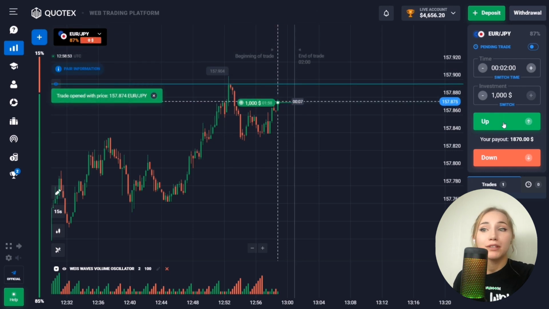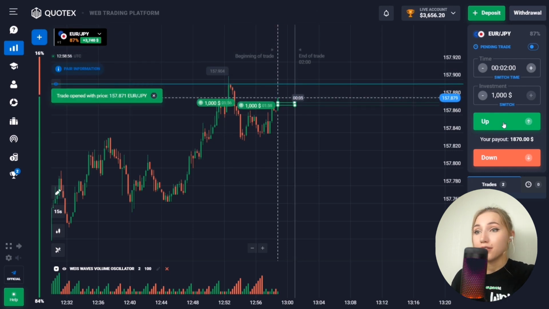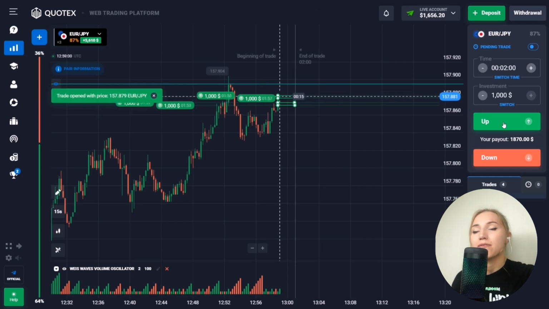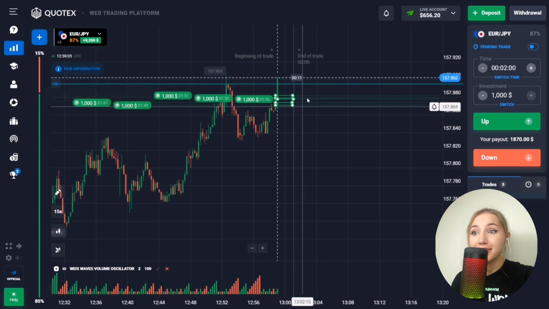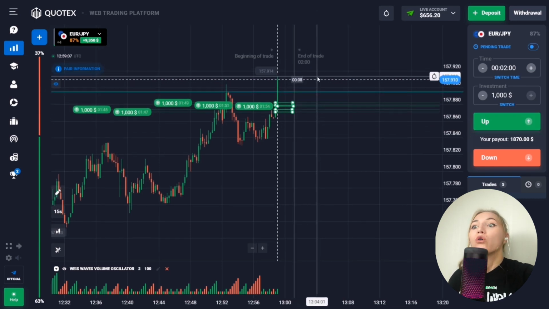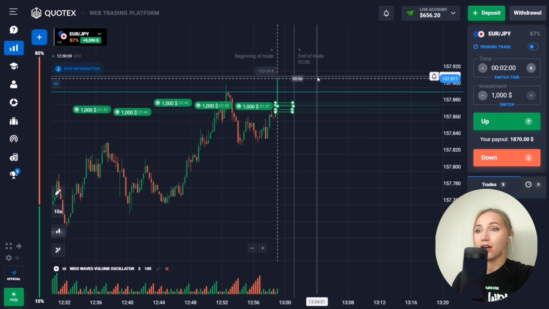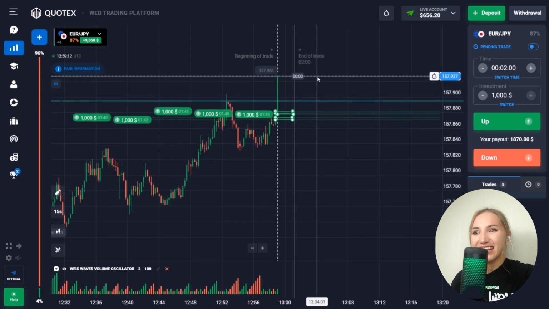and we will open a trade up due to this analysis, and I hope that 2 minutes will be enough even if the flat zone or the pullback down happens. And we can see the green candlestick is appearing and already going beyond this level, so let's check if we can succeed here.